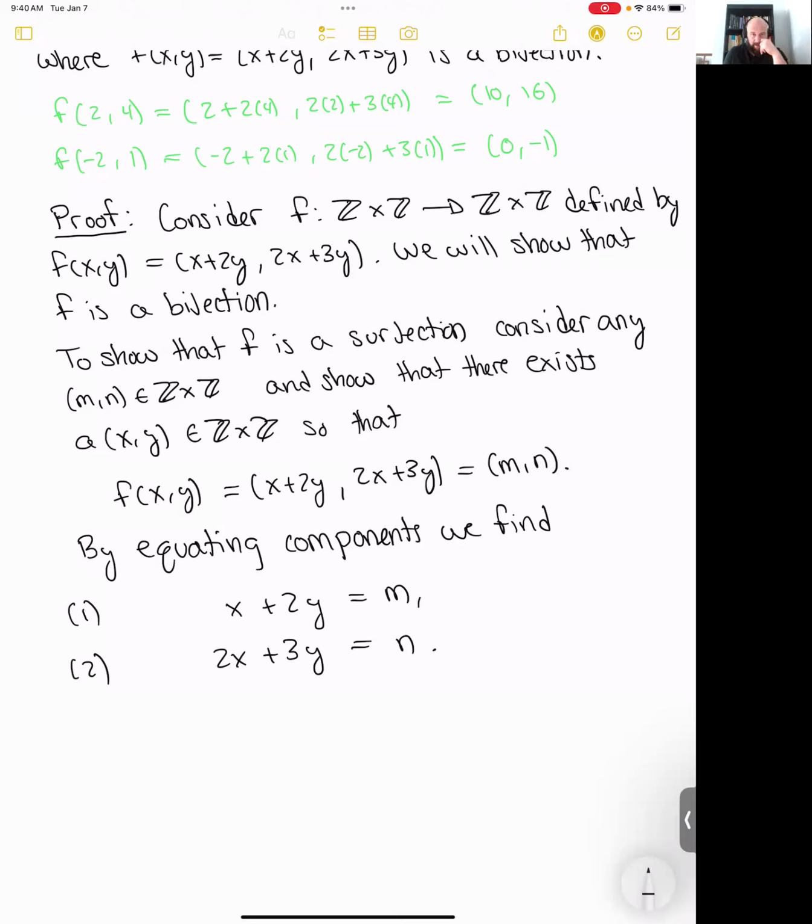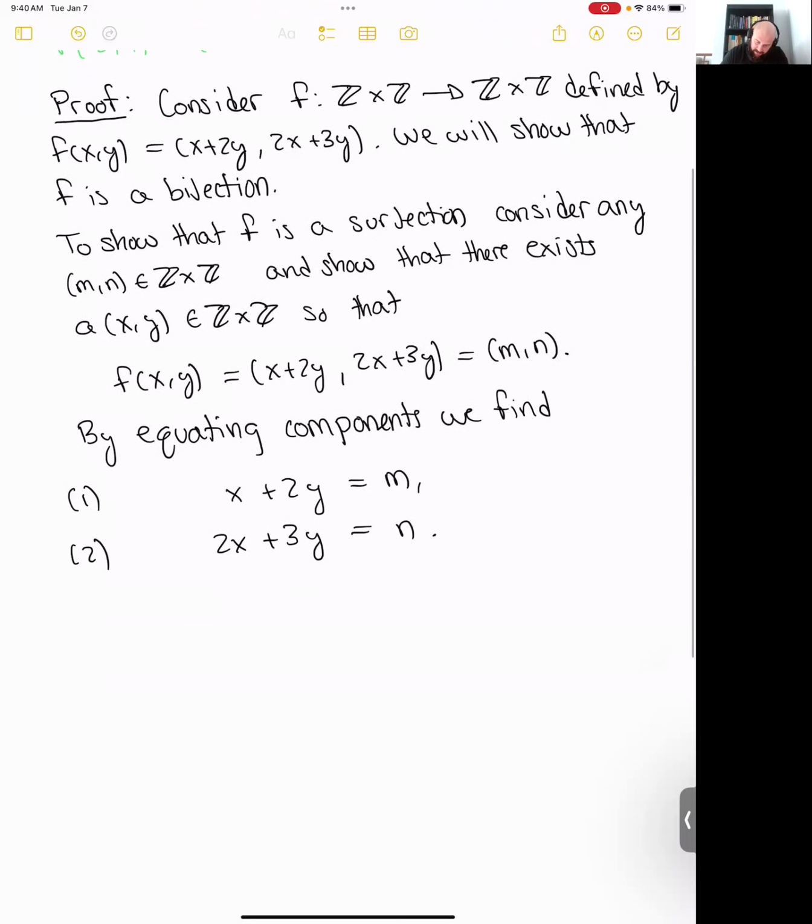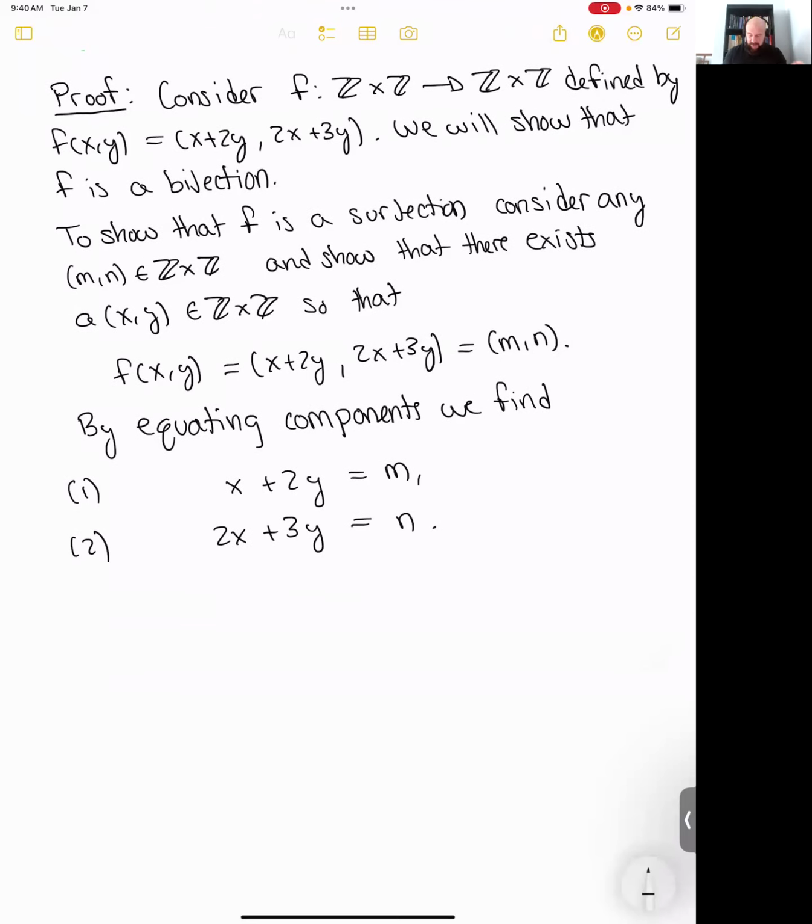You may not have expected that, but to show that this is a surjection, I've reduced it down to showing that there is a solution to the following system of equations, where I think of m and n as data that's been prescribed to me. Someone has given me a specific m and n, and it's my job to tell them what the x and y are, so that when I plug them into 1 and 2, I'll get equal to m and n, right? Okay, so what I want to do now is solve the system. So how do we do that?